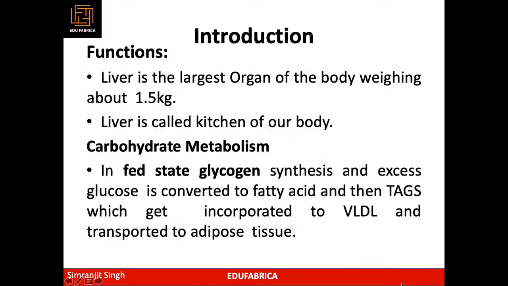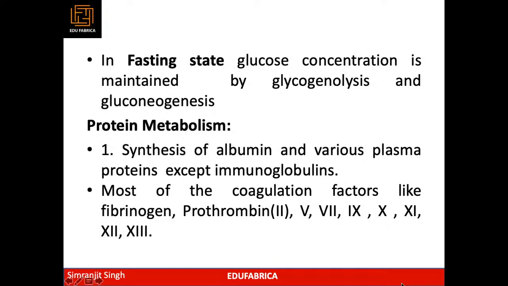So the liver is the largest organ of our body, weighing around 1.5 to 1.6 kg. The liver is also called the kitchen of our body. Mainly carbohydrate metabolism takes place here. In the fed state, glycogen synthesis occurs and glucose is converted to fatty acids and TAGs, which are incorporated into VLDL and transported to the adipose tissues. During fasting, your glucose concentration is maintained by glycogenolysis and gluconeogenesis. So these are two steps which would be done.